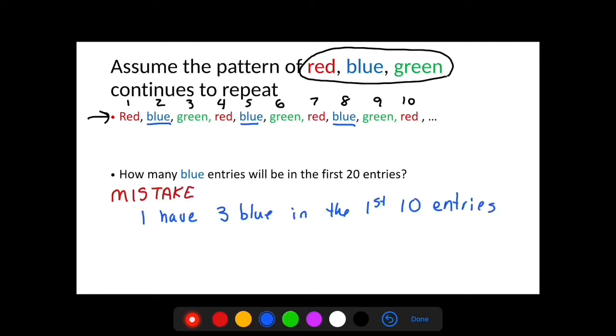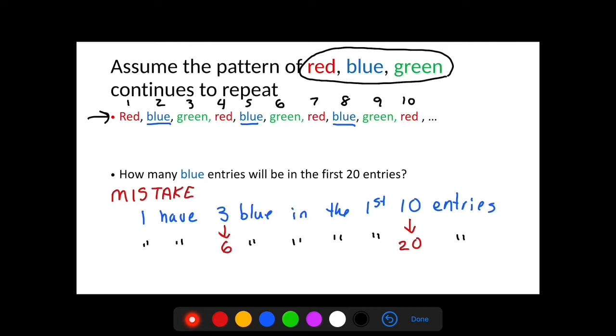This statement is correct. I have 3 blue in the first 10 entries, but the error comes in to say, well, I need 20 entries. And since I just doubled 10, how about I just double 3 to get 6? And then say, I have 6 blue in the first 20 entries. That feels like a really reasonable strategy, but when we go to check it, we'll see that it didn't work.